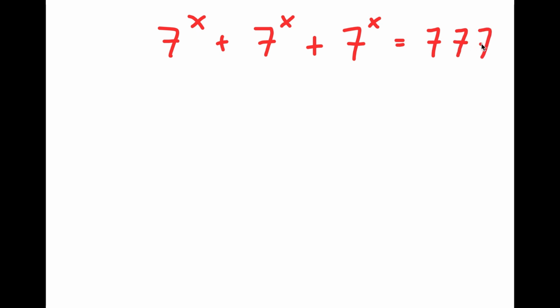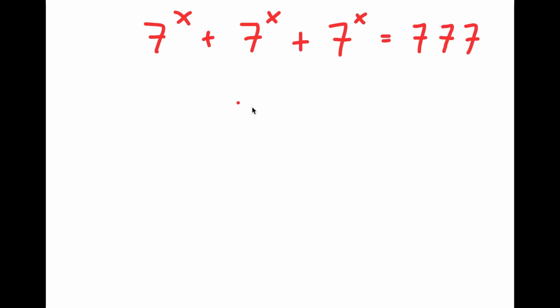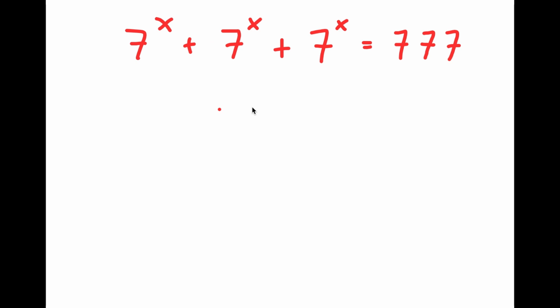Alright, so in this video, I'm going to be teaching you guys how to solve the equation 7 to the power of x plus 7 to the power of x plus 7 to the power of x is equal to 777. My only variable in this equation is x, so that's what I'm going to be solving for. And now for my solution.